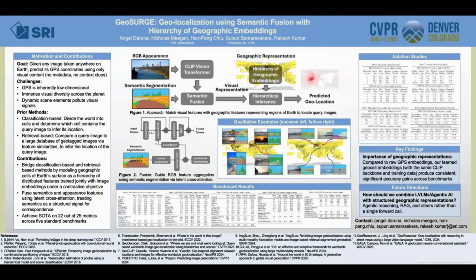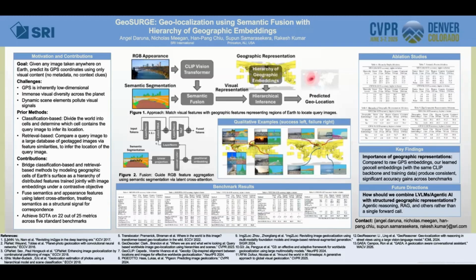For evaluation, we use 5 standard benchmarks in the literature. We report accuracy at 5 distance thresholds, which roughly correspond to street, city, region, country, and continent level localization. Across these benchmarks, GeoSURGE achieves state-of-the-art performance on 22 out of 25 of the metrics. If we exclude methods that use large vision language models, GeoSURGE is the best on all 25 metrics.